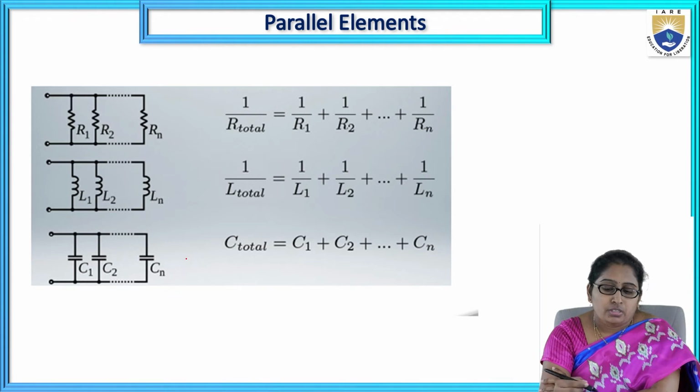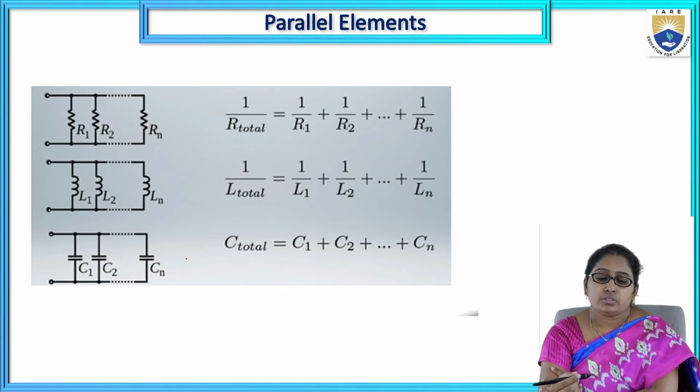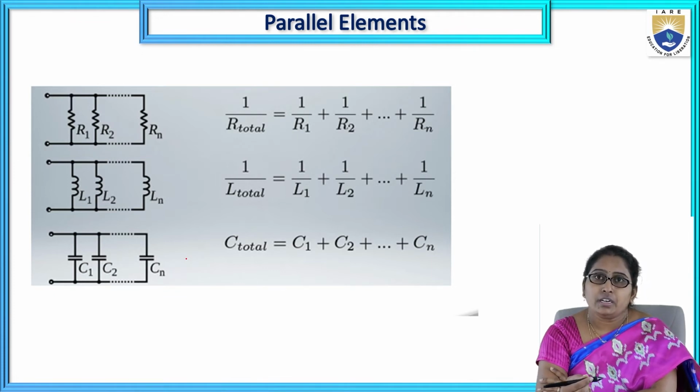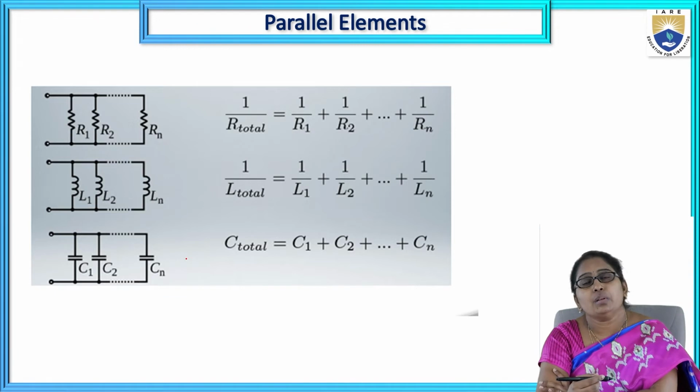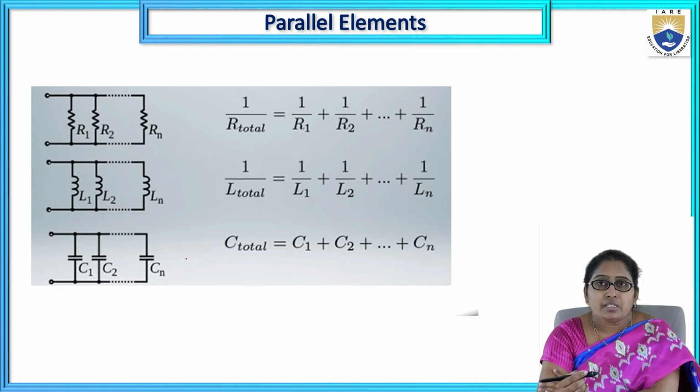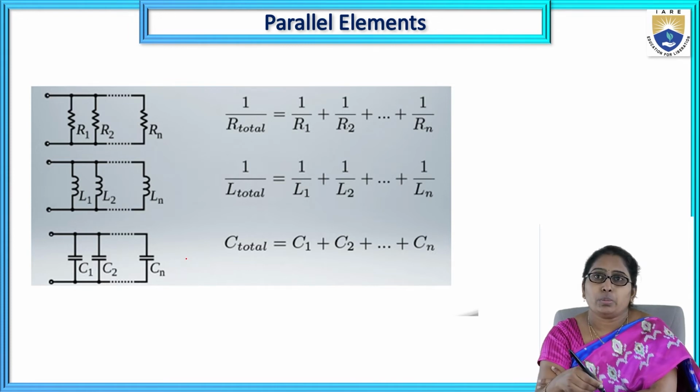So, if we see here, resistors and inductances have the same expression when connected in series and parallel, but for capacitance it is vice versa. For a parallel connection, 1 by R total equals 1 by R1 plus 1 by R2 and so on up to 1 by Rn. But C total is simply the sum. So that is how easily we can remember.